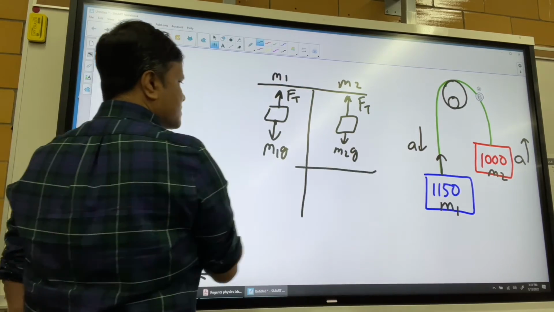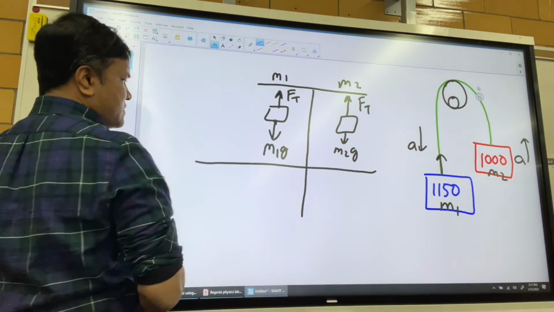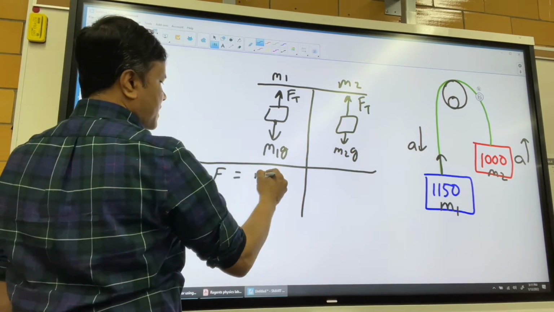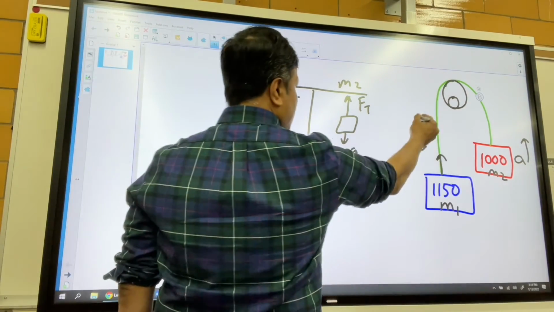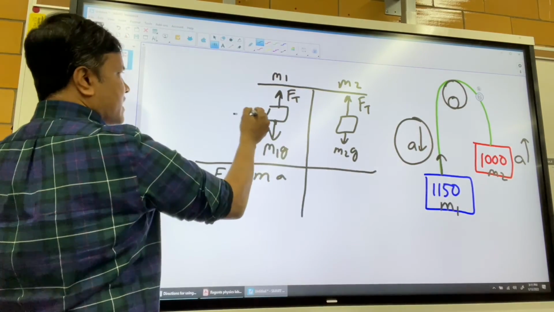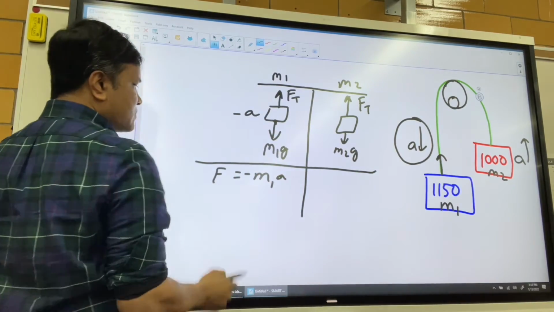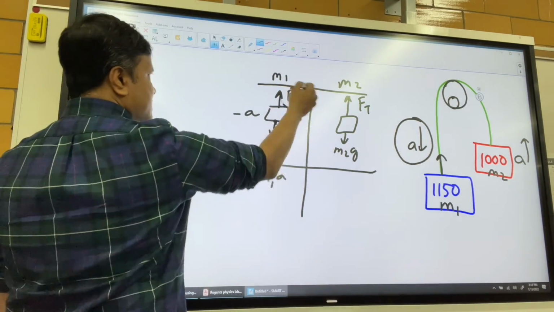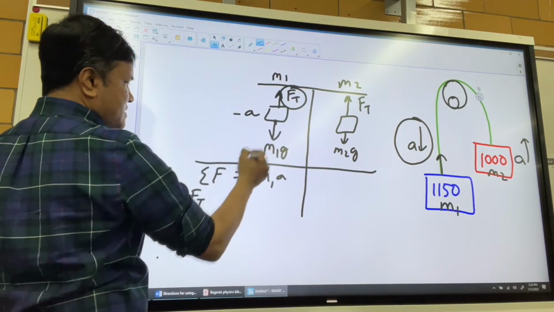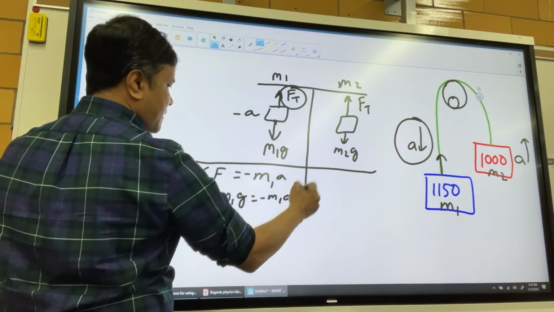Okay, now we're going to use Newton's second law. What Newton's second law tells us, F equals ma. Of course this is negative because this one is accelerating downward. Accelerating downward means negative a. So negative a, this is m1a. So how many forces are acting in the y direction? Two forces, Ft minus m1g is equal to negative m1a.